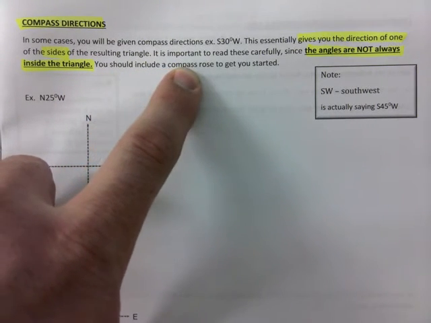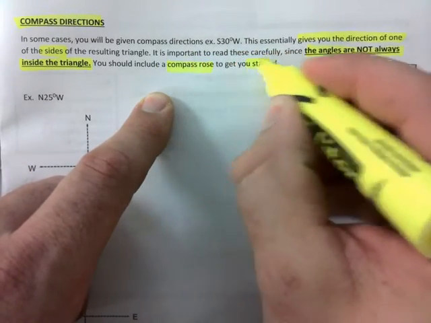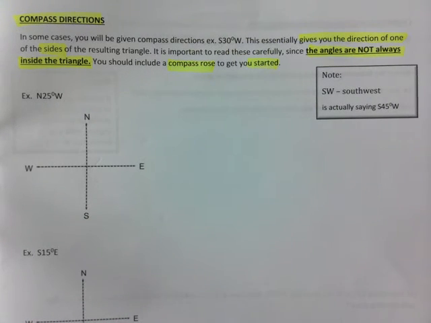You should include a compass rose to get started. You need a compass rose to get started. And I'll give you a note. The note, I'll talk about it once we've done a few examples, okay? So let me just have my notes ready to go as well.